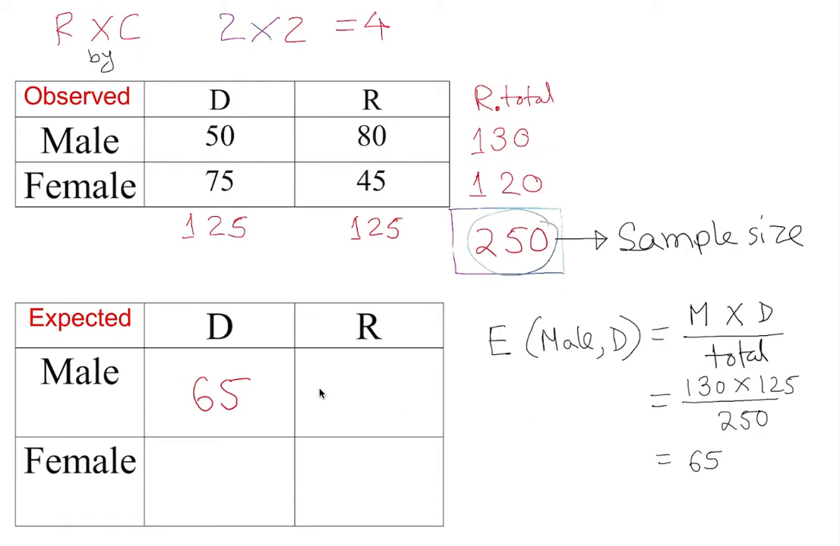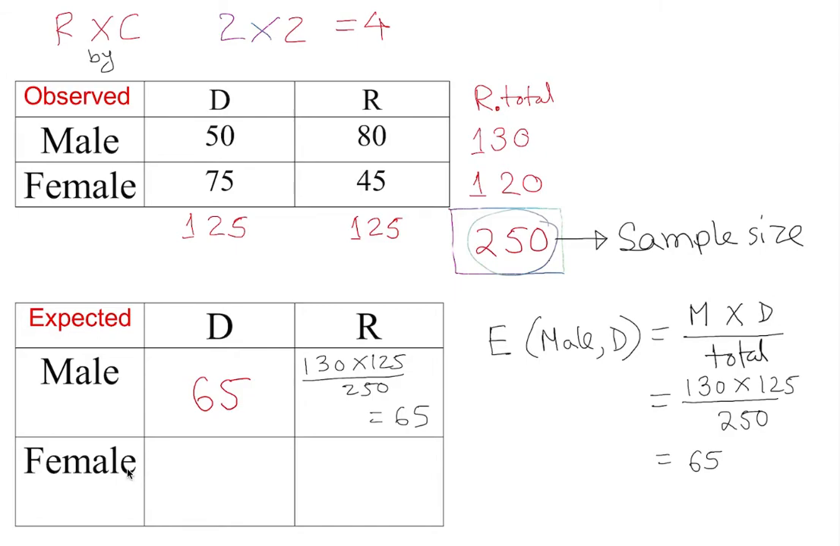How is this going to be 65? I can do male total over Republican total. So 130 times 125 divided by 250. Again, instead of going outside, I can do it right here: 130 times 125 over 250, and I can say this is also going to be 65. That is also fine. So instead of doing it all over here, we can do it right here in this case also. So 65.